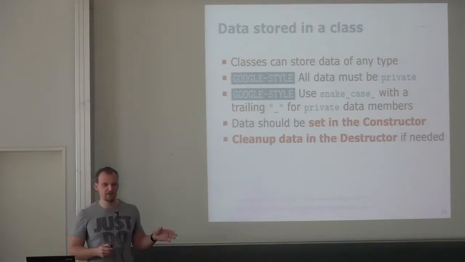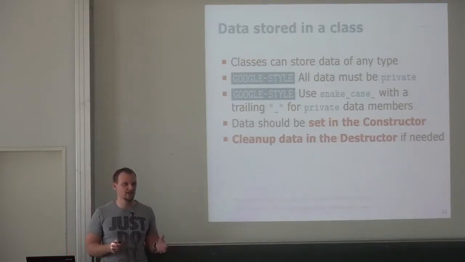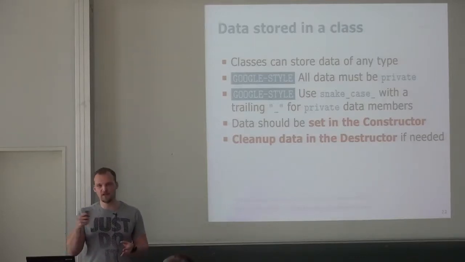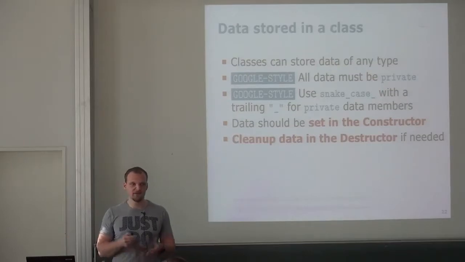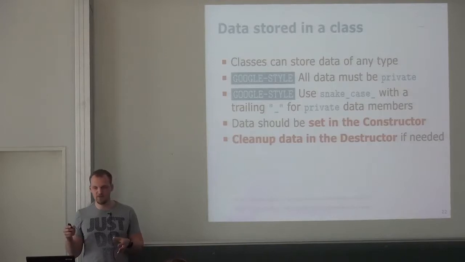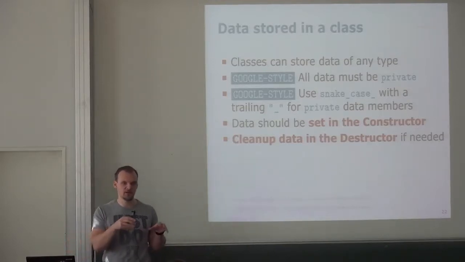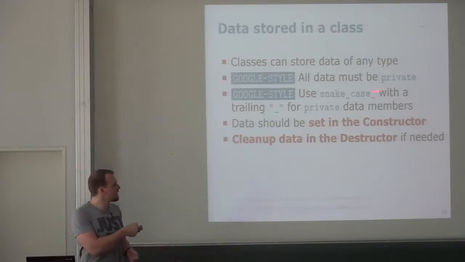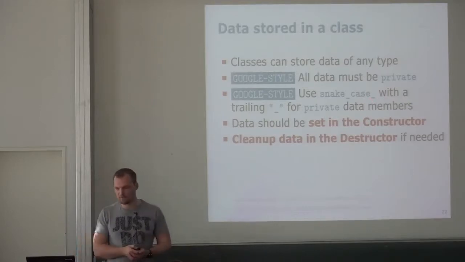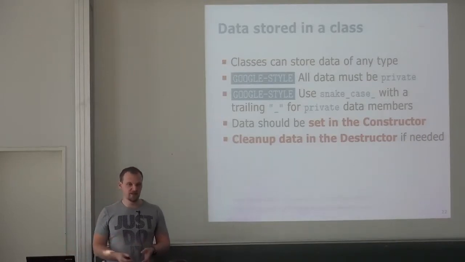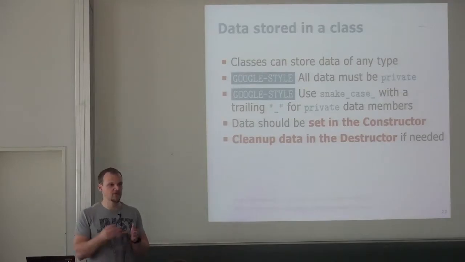There is an important difference to naming the data members of your class. They're named just like any variable would be named, but they have a trailing underscore in the end. This is very useful when you are within a function of your class. You want to know if you're working on a private member or not, and for that, you just add this trailing underscore. The data should be set in the constructor, and if you have some data that needs explicit cleanup, then you do it in the destructor.